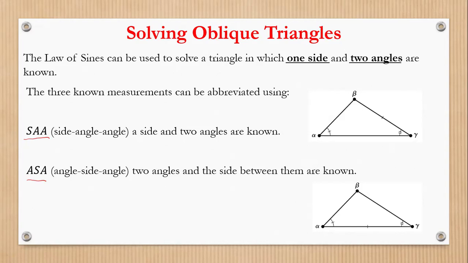ASA means we still have two angles and one side, but the difference is that in this case, the side is exactly between the two given angles. So SAA means we have two angles and one side, and that side can be any side. But ASA means we have two angles with one side, but that side is exactly between the two angles.